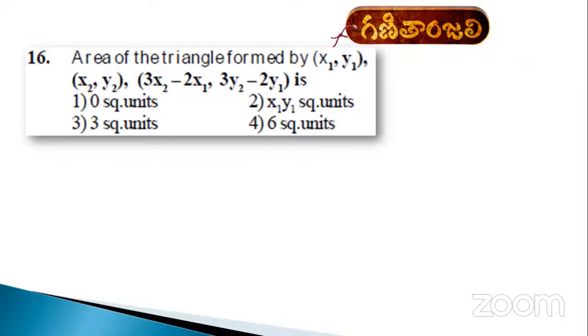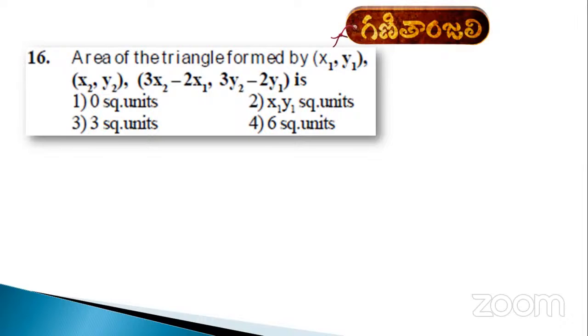You can try. Area of triangle formed by x1, y1, x2, y2, and 3x2 minus 2x1, 3y2 minus 2y1. You know, surprisingly, all the given 3 points are unknowns. Yes, sir. But in option 3 and option 4, known constants are there.